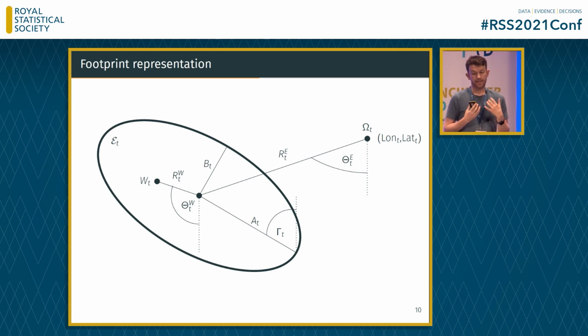So the key parameters to watch out for here are the semi-major and semi-minor axes of the ellipse, that's A of t and B of t. We also have the ellipse's position relative to the storm center, which is quite important, because that ultimately links to where the cold and warm fronts are and will determine where the most extreme winds will probably be located relative to the storm track.